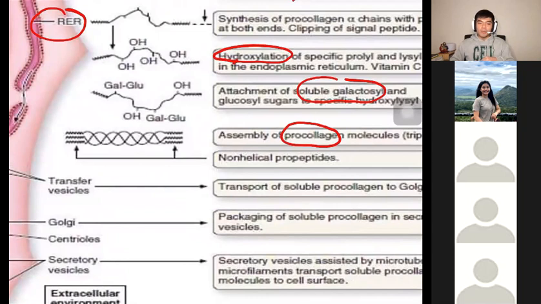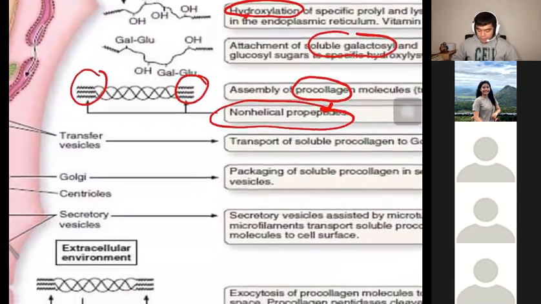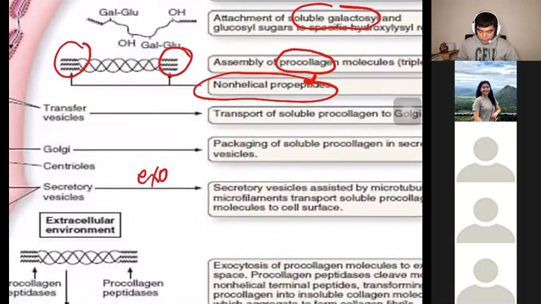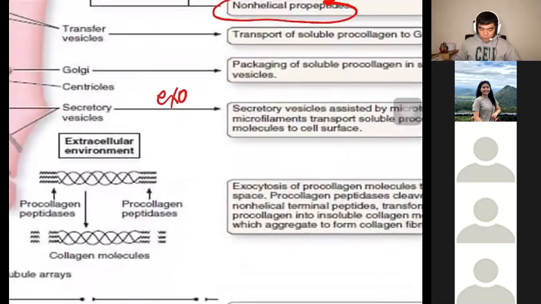Yung pro-collagen, anong characteristics ng pro-collagen? Lahat ba ay helical o may parts lang na helical? May parts lang na non-helical. And ang non-helical ay nasa gitna o nasa gilid? Gilid. Kaya nakalagay dito, nakaturo with non-helical properties. And then, marerelease via exocytosis. Pag na-release via exocytosis, ano mangyayari?